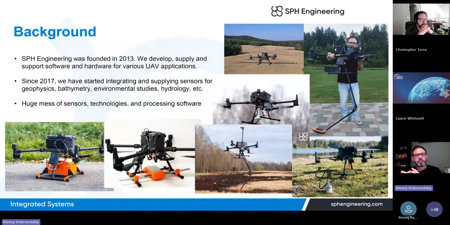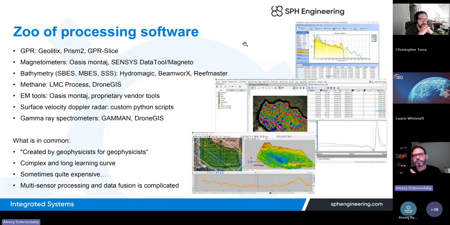And currently we have a huge mess of different sensors, different technologies, and a zoo of processing software. So for every kind of data, we and our customers have to use different software packages. For example, for GPR, maybe the most popular are Geolitix or Prism 2 and GPR-SLICE. Different packages for magnetometers. So here's a list, I will not read it. But what do all those software packages have in common?